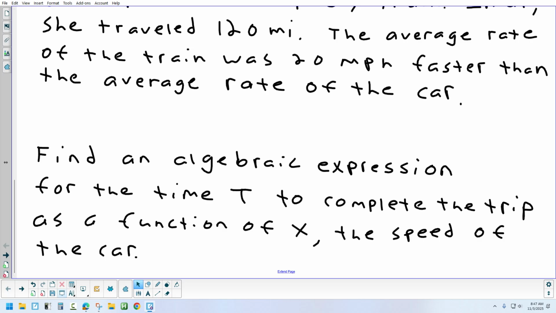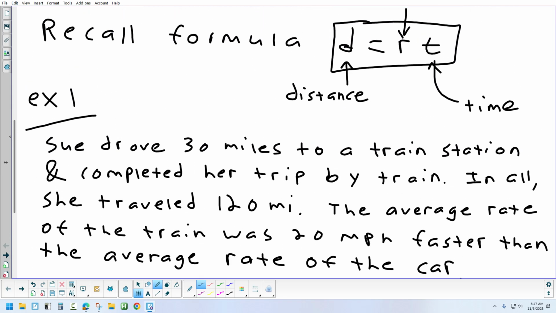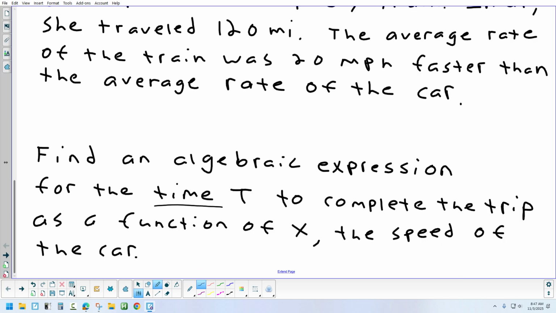All right, so first thing we'll do is let's make a table and see if we can describe what we're going to need to figure out: time. That's what we have to figure out. We need a formula for time. The formula I gave you up above is for distance. It's distance equals rate times time.